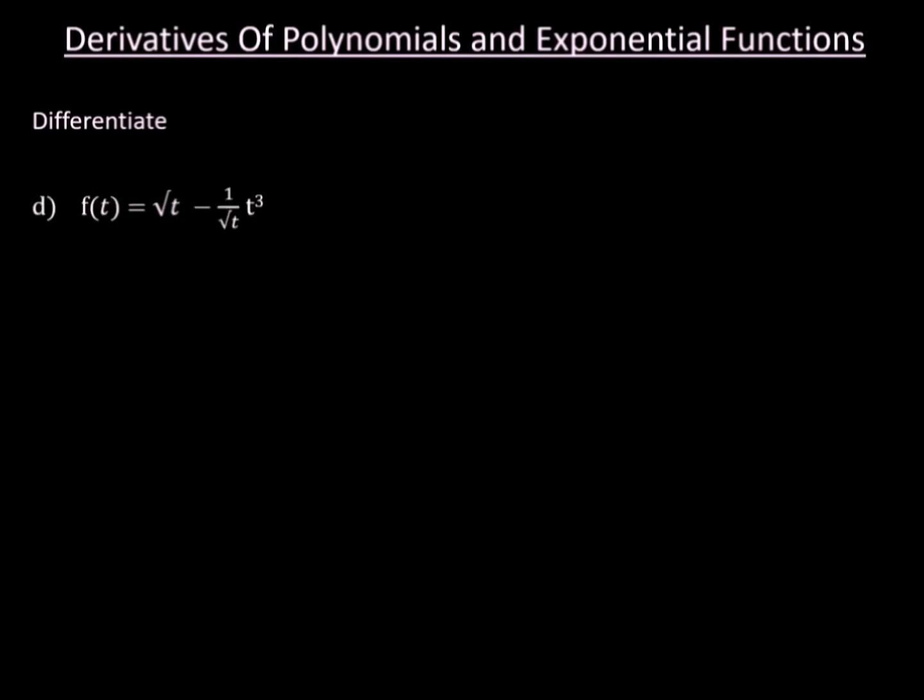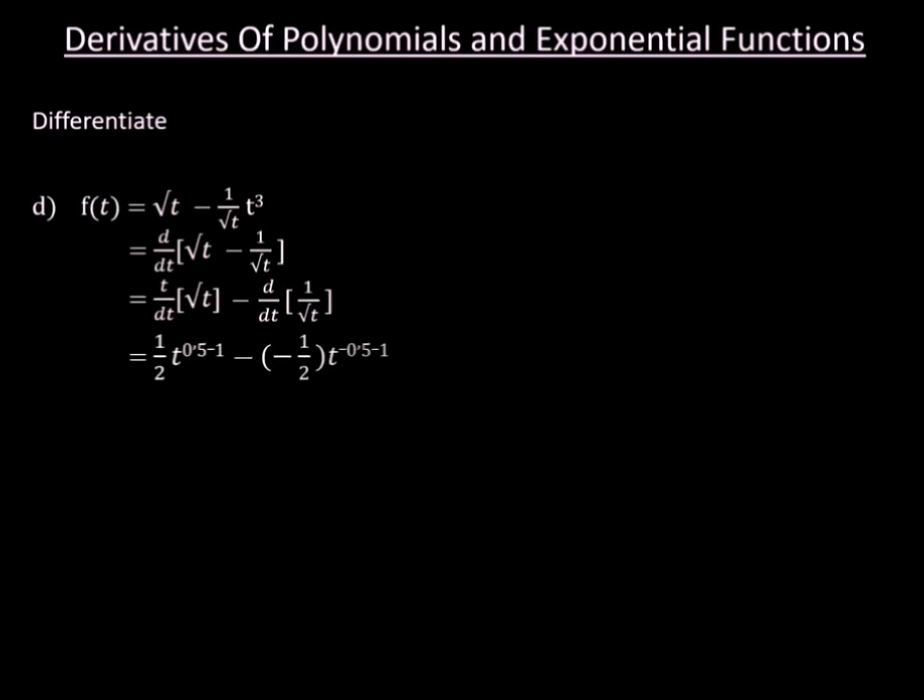Now let's try d. Square root of t minus 1 over square root of t times t to the power 3. We first add the derivative notations. We then differentiate summands separately and pull out constant factors. Then, we apply the power rule throughout, until we get 1 over 2 times square root of t plus 1 over 2 times the square root of t to the power 3. And then, we simplify further to get the final answer of t plus 1 over 2 times the square root of t to the power 3.